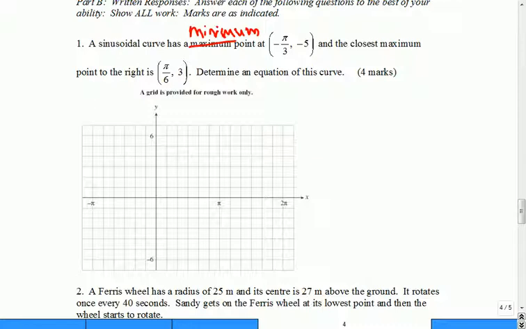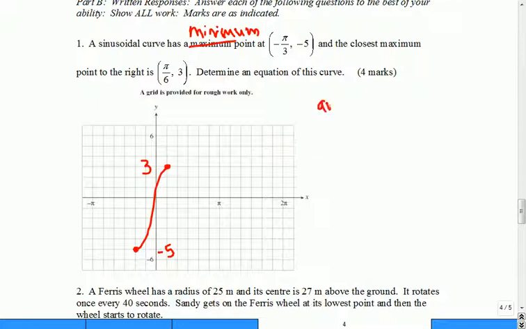Each one of these tick marks here, it looks like pi over 6. So at negative pi over 3 and negative 5, that will be here on the graph. And at pi over 6 and 3, it will be up there. Okay, so if I wanted to do just a quick rough sketch of it, it would be kind of like this. So I might as well mark here that I have 3 and negative 5, because that will help me.